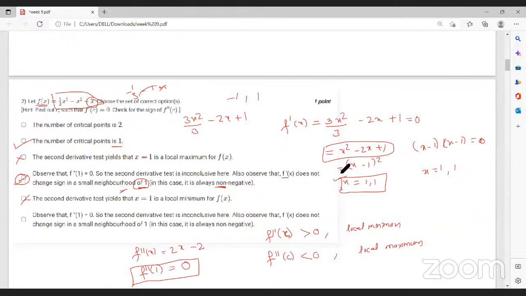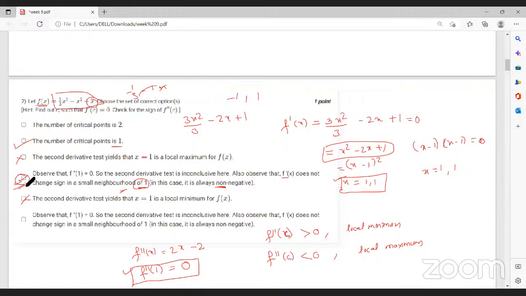But in this case, it is always non-negative. So 0 can neither be positive nor negative. Maybe in that case, if here you can say, right? So I think this is true. Okay, I will check with the team.